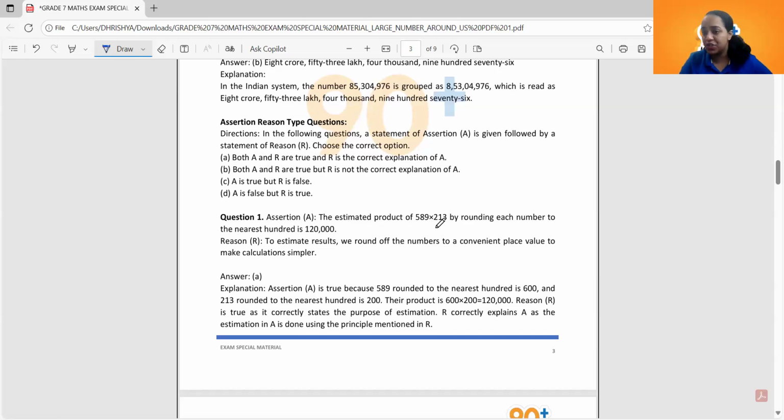First, we'll check if the assertion is true. So 589 is rounded to nearest 100. So what will it be? It will be 600. 219, we are now rounding to nearest 100.